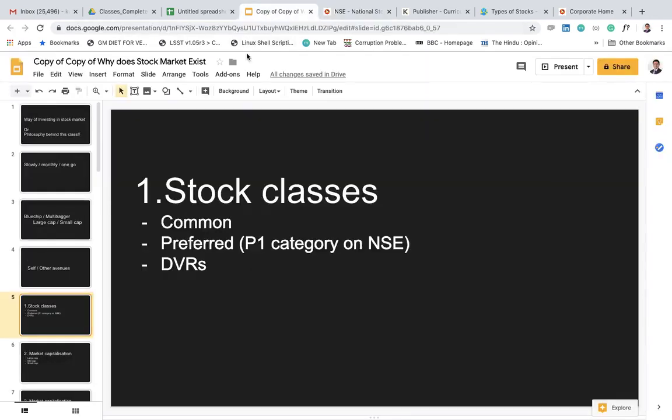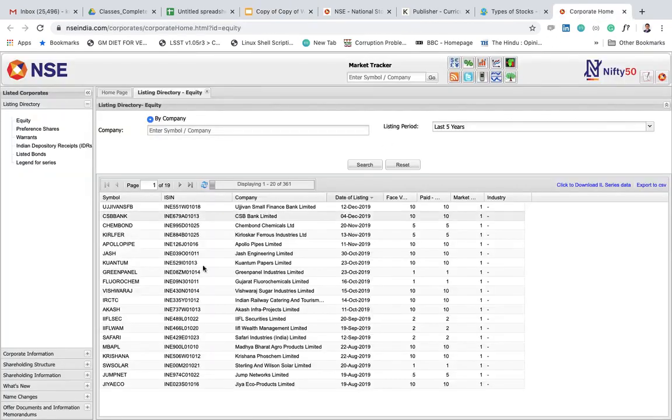There is another category of stocks which these companies issue, and they are called preferred stocks. In preferred stock, you don't get voting rights. Generally, using preferred stock, companies raise money through private placement. Though these stocks are also listed on NSE under the P1 category. If you go and Google, I have already opened this for you. So these are some of the preferred stocks which you can see on the NSE website.